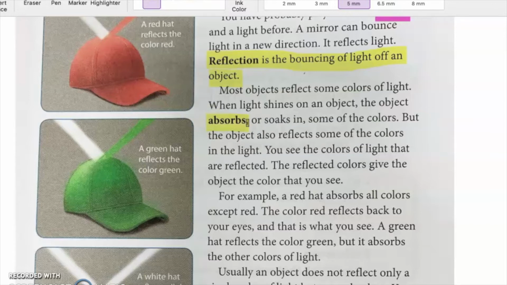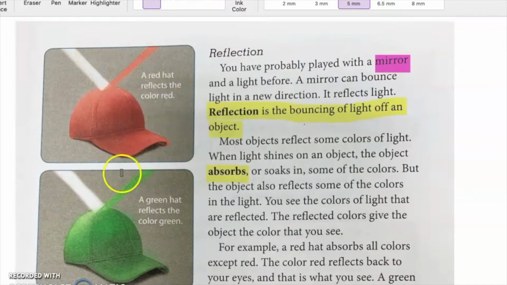For example, a red hat absorbs all colors except red. The color red reflects back to your eyes, and that is what you see. Same for the green hat. The green hat reflects the color green, but it absorbs the other colors of light. So here are the examples of a red hat and a green hat. What the textbook is saying is that when the light strikes the hat, all other colors are absorbed except for the red color. That's why it's bouncing off, and that's what you see through your eyes.